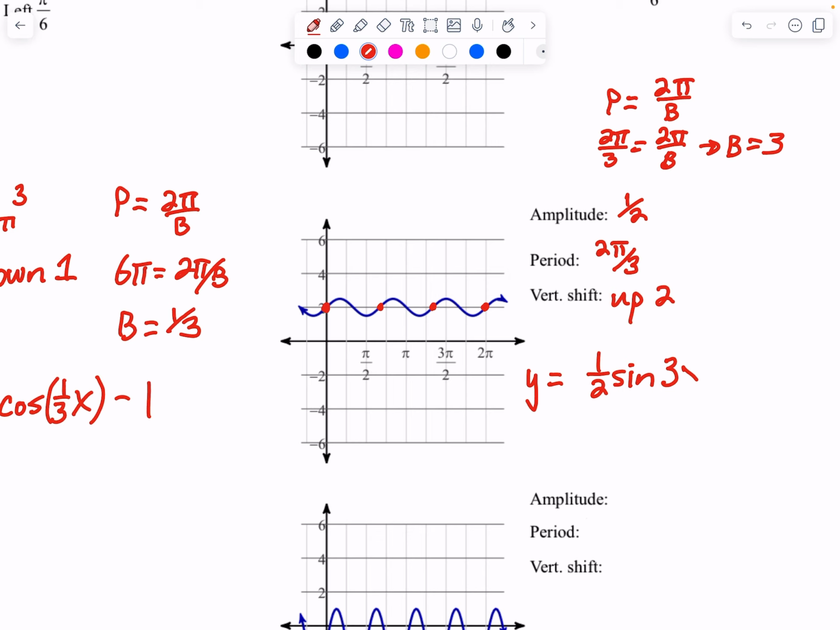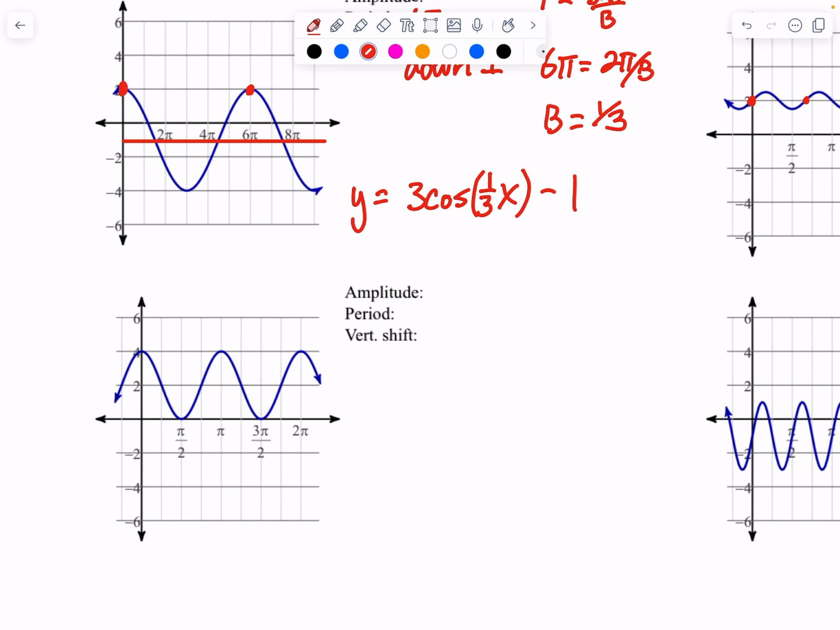So I get 3x. It doesn't shift left or right, but it moves up 2, so I put a plus 2. Again, this could have been a cosine. I could have shifted it over in some sort, a left or right shift, to get a cosine. Multiple answers to these.